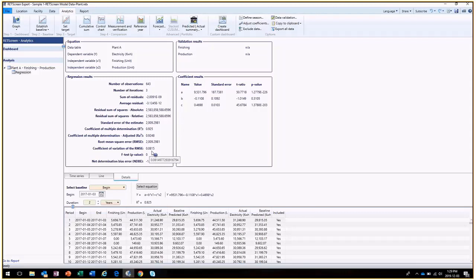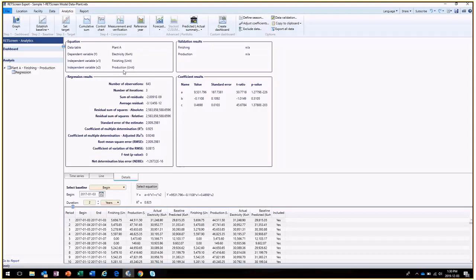In addition to the overall model statistics, you can also examine the coefficient results for each independent variable. Here, by looking at the model equation, you can see which of the coefficients, A, B, C, is associated with each independent variable, x1, x2. The variables are identified in the top left window in the Details tab, so we can see that coefficient C corresponds with x2, which is production units.